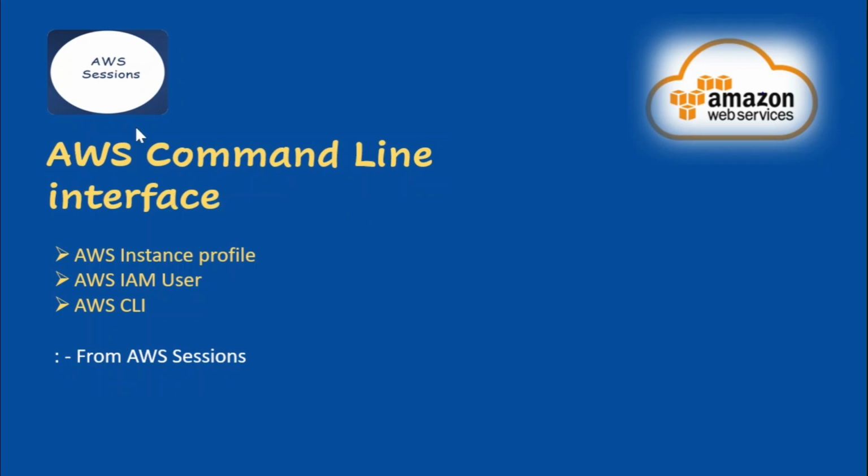In this video, we'll be seeing AWS command line interface. So we'll be configuring this command line interface in some EC2 instances. There are different ways to configure this command line interface and run some of the AWS commands. So we'll be covering AWS instance profile. We'll be covering IAM user and we'll be configuring the CLI as well. So let's start this video.